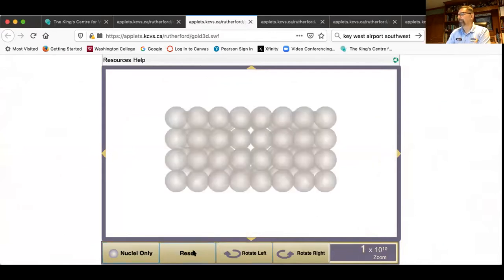Reset. Just resets me all the way back. Okay, and you can see how, according to Rutherford and his experiments, how small the nucleus is relative to the atom. So I'm going to stop sharing that.